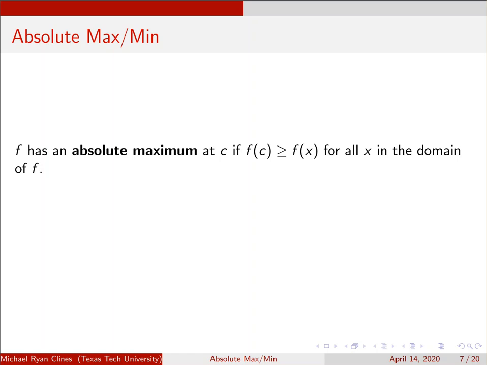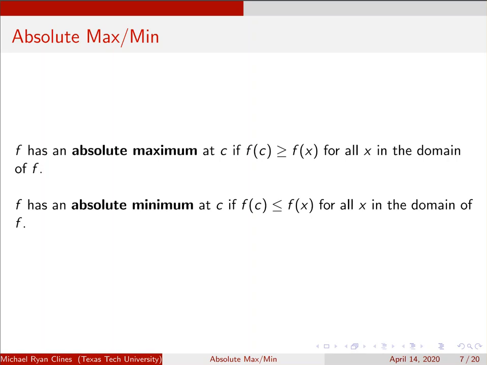So f has an absolute maximum at c if f of c is greater than or equal to f of x for all x in the domain of f. So what this is saying is f has an absolute maximum at this point if the value at that point is bigger than every single other point inside the domain. So the absolute tallest peak. We do the same thing with the minimum.